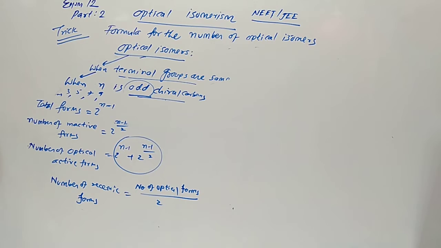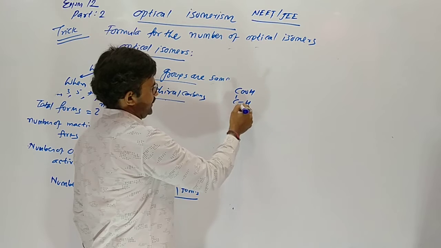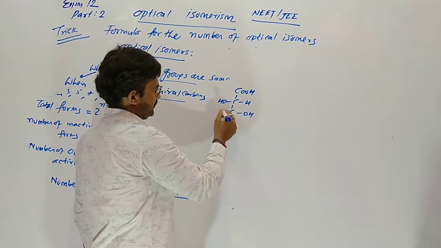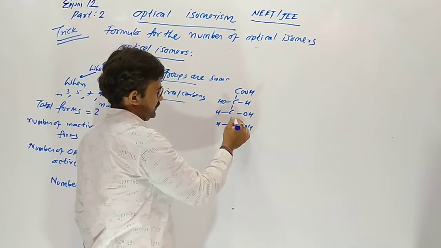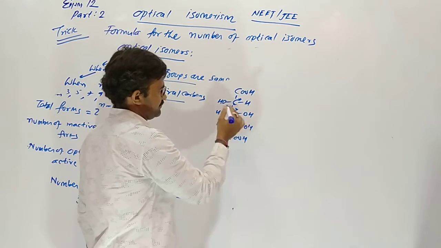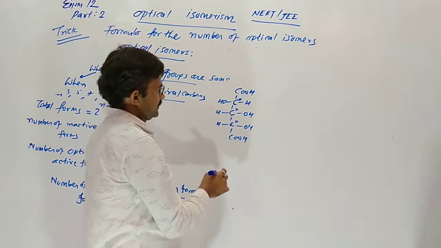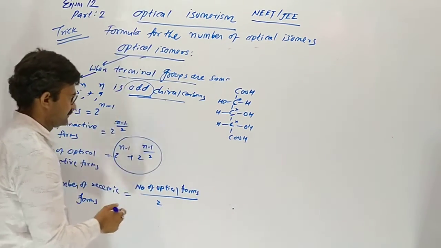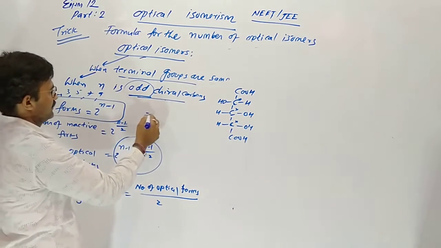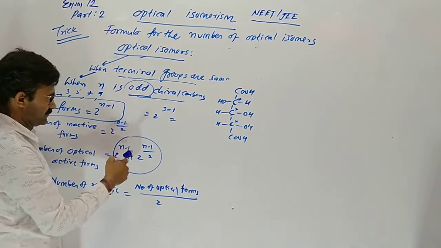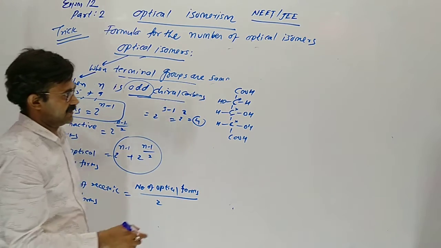Very simple. Here we are taking n as 3: COOH, CHOH, CHOH, CHOH and COOH. Here there are 3 chiral carbon atoms; these two are not. So here 3 chiral carbon atoms, odd. So total forms will be 2 raised to 3 minus 1, so 2 raised to 2 means 4. Total forms are 4. How?